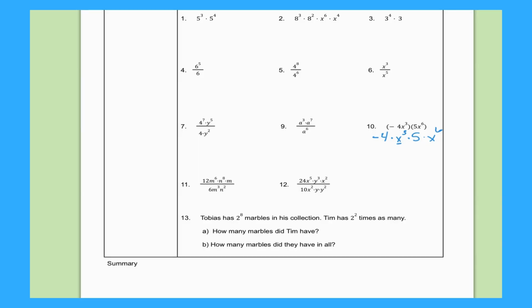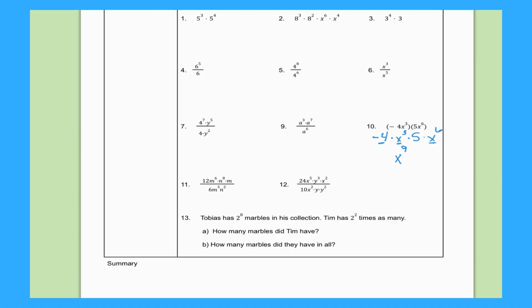So the x and x, those are like bases, because remember, these exponent shortcuts only work with the same base. So since these bases match, I can put those together. The shortcut is to add the exponents. So 3 plus 6 makes that x to the 9.